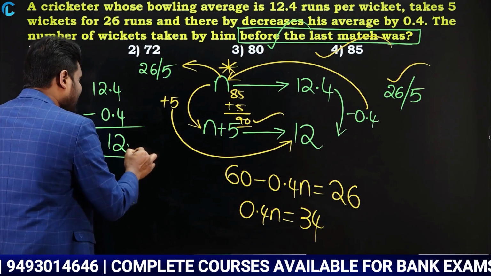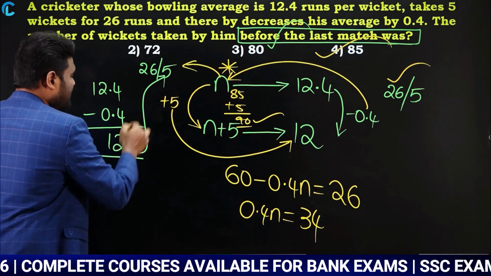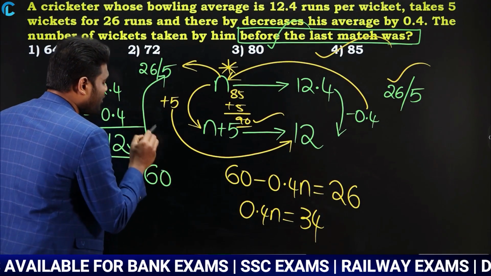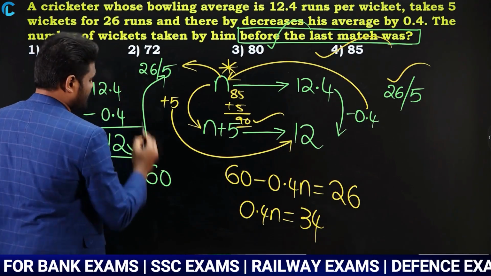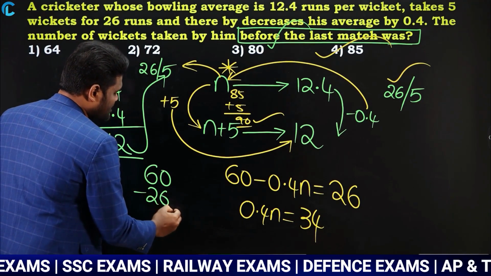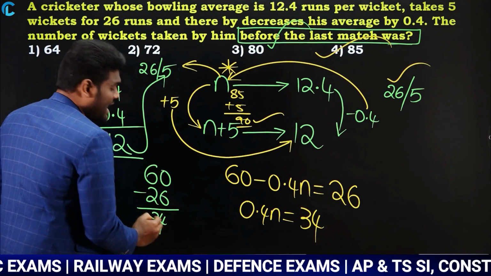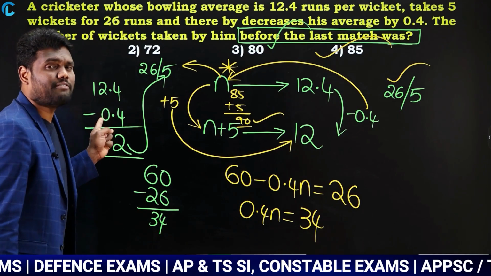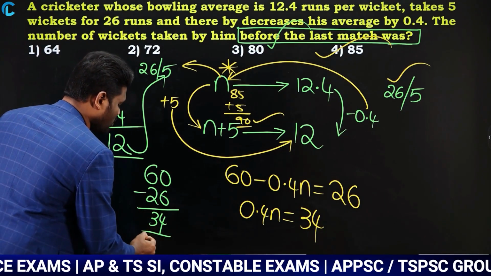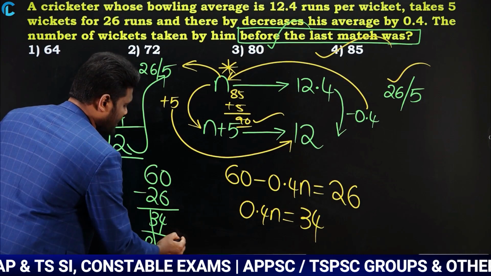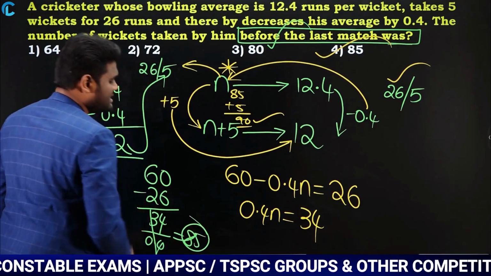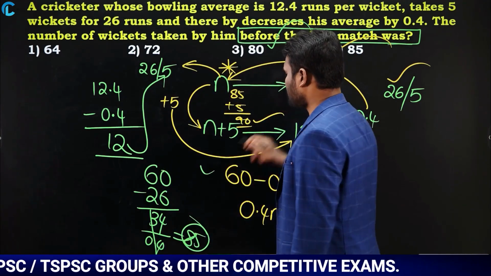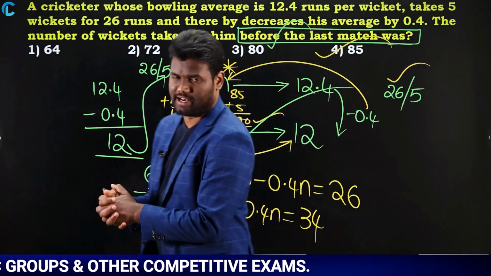Now what you need to do? Multiply this number with the number of wickets. 12 into 5 is 60. Now from this 60, subtract the number of runs, which is 26. So 60 minus 26 is nothing but 34. Now what you need to do is divide this 34 by the change in average. The change in average is 0.4. So now divide it by 0.4. When you calculate it, it is going to be 85, which is the same as the answer you got earlier. Either you can go with this procedure or you can do the calculation I have done here.